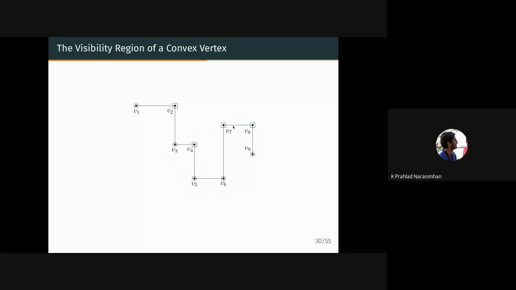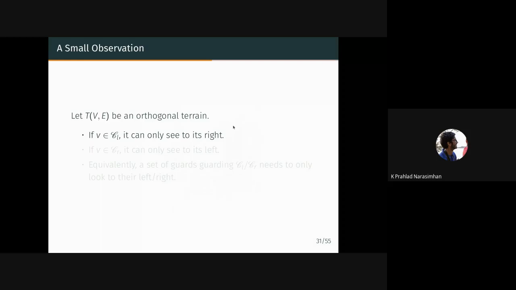This small observation is exactly what these guys made, Katz and Roisman. They said that any vertex in CL can only see to its right. And the symmetric claim, any vertex in the right convex set can only see to its left, which is equivalent to saying that anything that sees CL, it's enough if they only look to its left. So the guards seeing CL need to only look to their left because CL can only see to the right. And the guards which are looking at CR need to only look to the right.